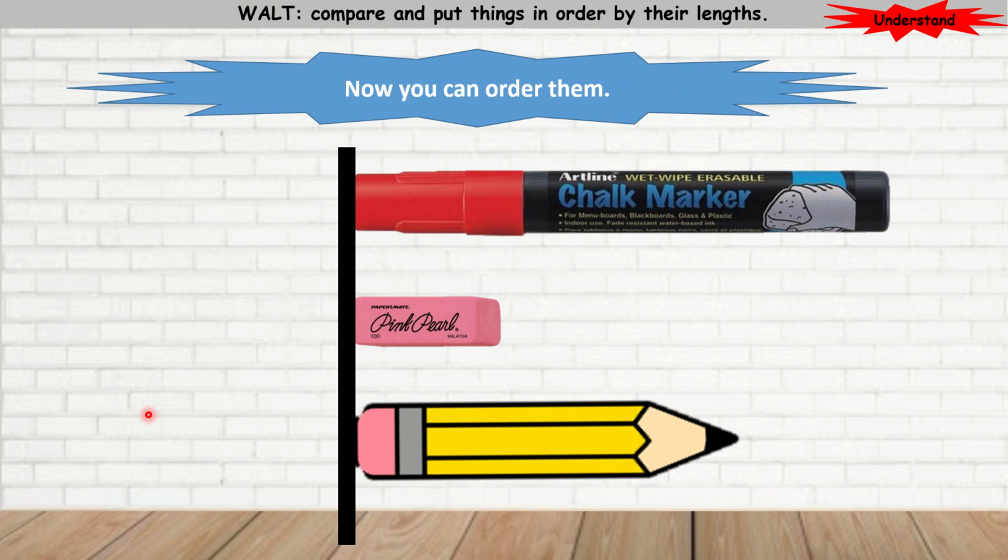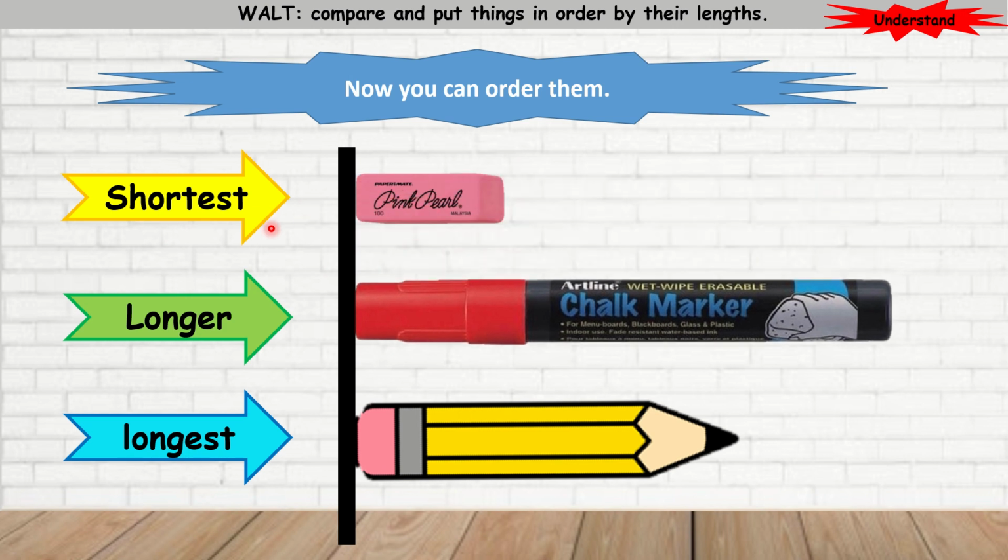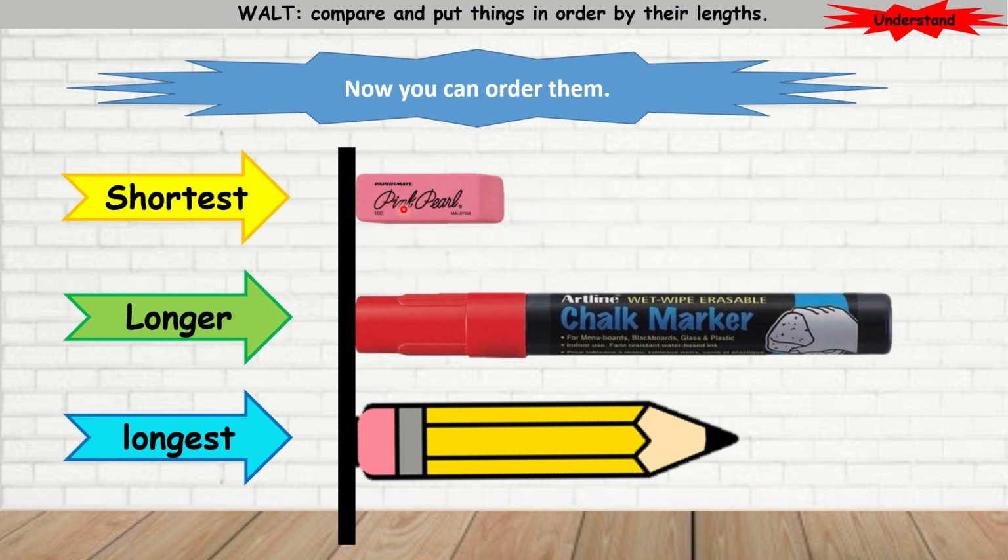So now we can order them. We're going to use the vocabulary shortest, longer, longest. Okay? So when I'm looking at these three objects, I want to know which one is the shortest. Is the shortest the marker? Is it the eraser or is it the pencil? The shortest is the eraser. So I'm going to put that right in front of the word shortest.